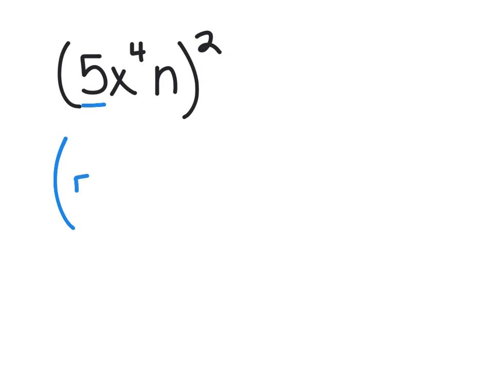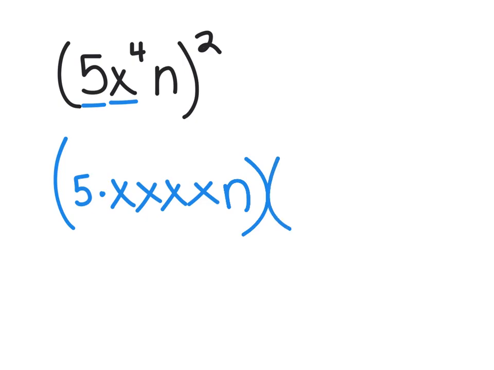So I have 5 times x to the 4th. Again, when you put them right next to each other like I just did right here, you don't have to put those dots. You just know it's times. And then I have times n. Now it says I need to do that twice because I'm squaring it. So I'm going to do 5 times x times x times x times x times n.